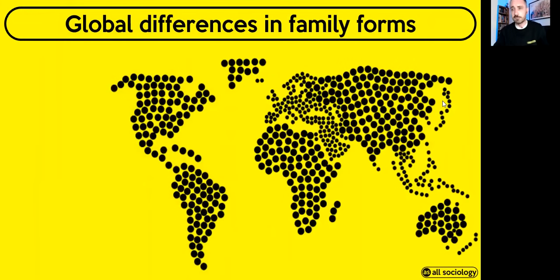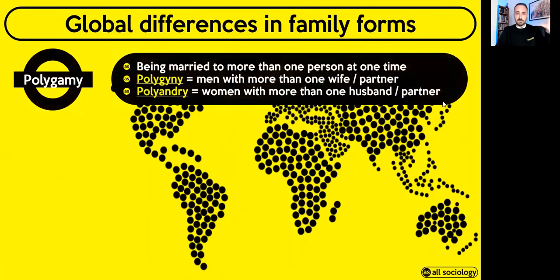Now, if we look a little bit further afield, because the exam would also want you to know a little bit about how families differ around the world, there's a few things we can talk about. And the first one is the way in which different cultures might practice marriage. So we can talk here about polygamy. And as I mentioned earlier, polygamy is basically being married to more than one person at one time.